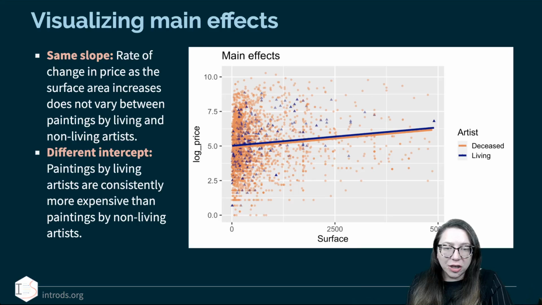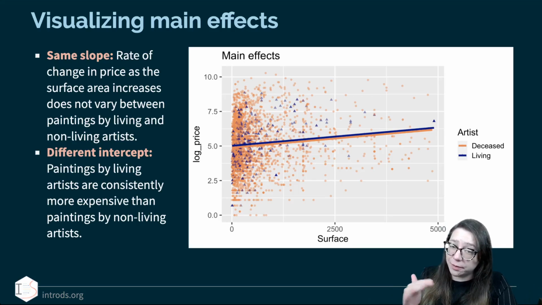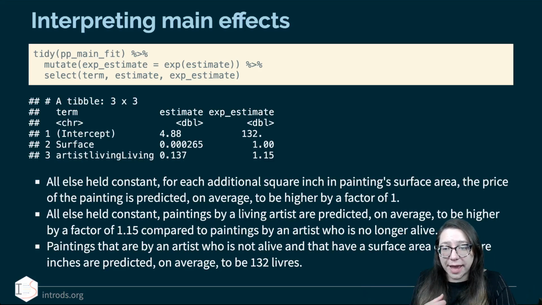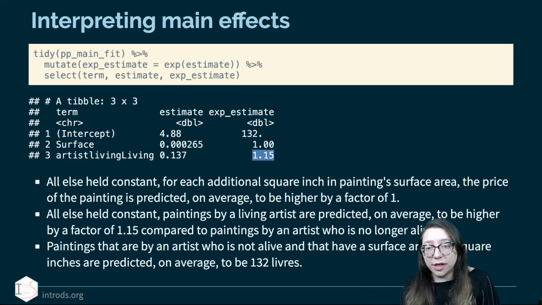If we take a look at these slopes, we can see that they are not flat, but somewhat close to flat, but here they're on the log scale. So when we take a look at the exponentiated estimates, we're looking at them on the non-log scale. The second number, this 1.15, is about the difference between living and deceased artists' paintings.